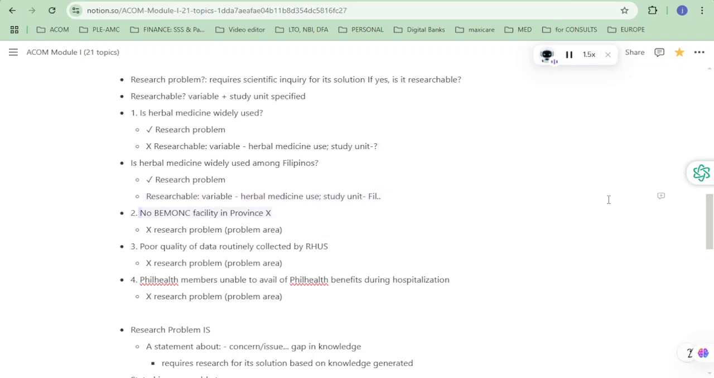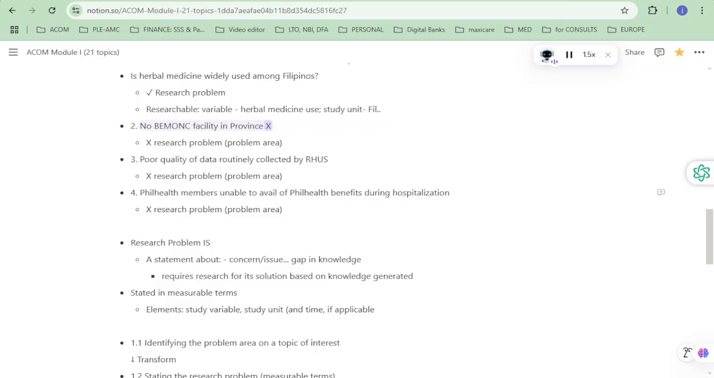2. No Bimong facility in province X. Not a research problem, a problem area. 3. Poor quality of data routinely collected by RUS. Not a research problem, a problem area. 4. PhilHealth members unable to avail of PhilHealth benefits during hospitalization. Not a research problem, a problem area.